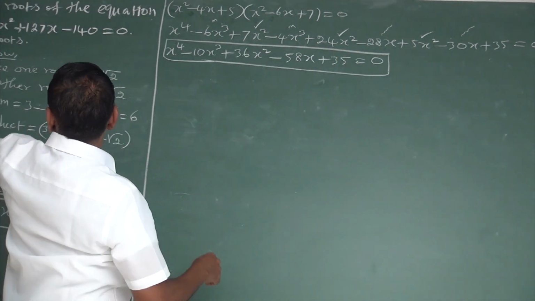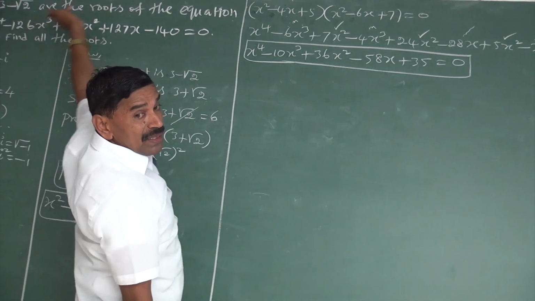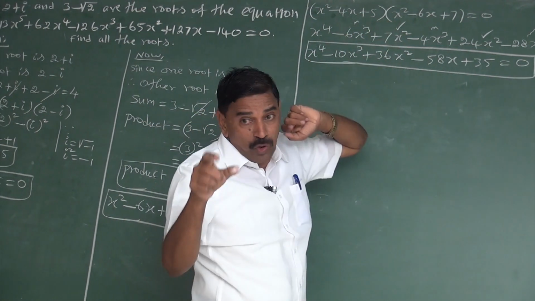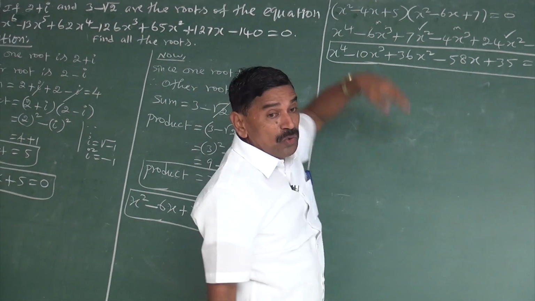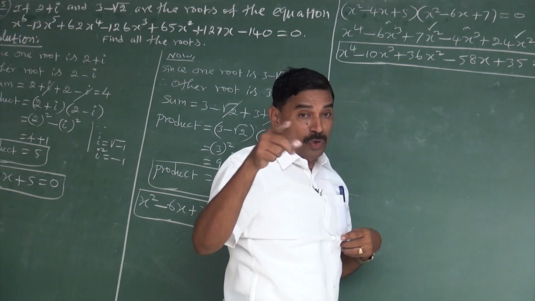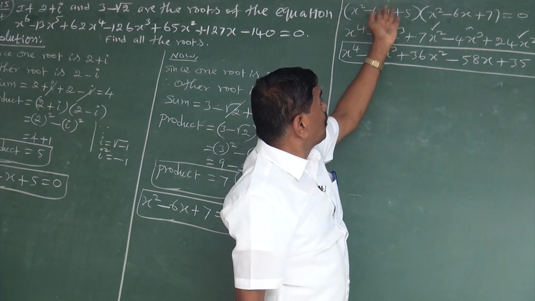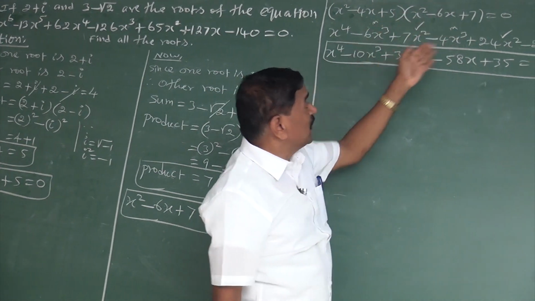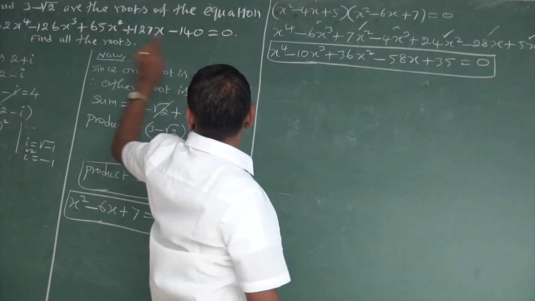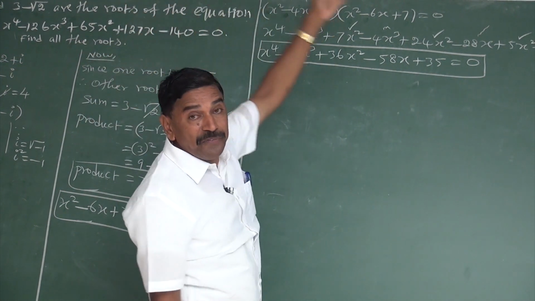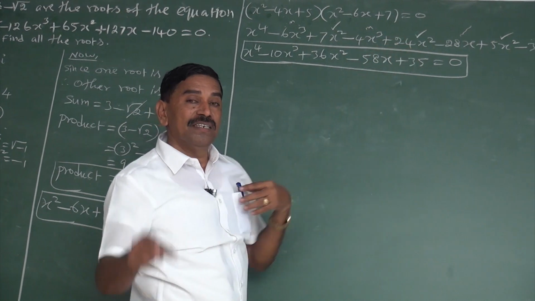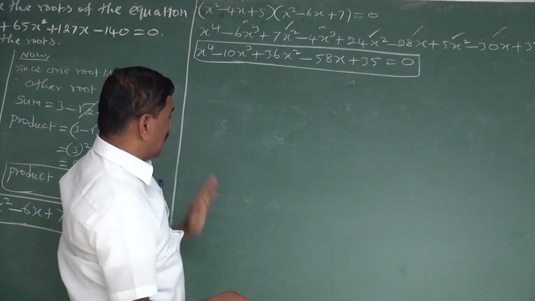Now, listen. If one root is 2 minus i, then the other root is 2 plus i, and we can frame one quadratic equation. If one root is 3 minus root 2, then the other root is 3 plus root 2, and we get one more quadratic equation. The product of the two quadratic equations is a fourth degree equation. But the given question is a sixth degree equation. Now, if this sixth degree equation is divided by the fourth degree equation, we are going to get one quadratic equation. So, that is my aim.